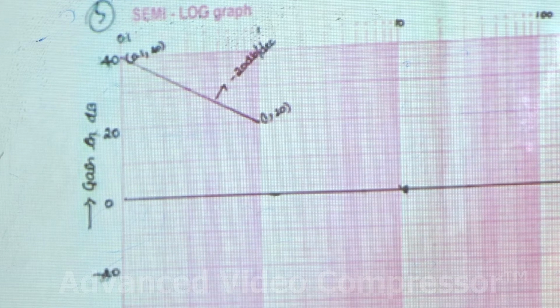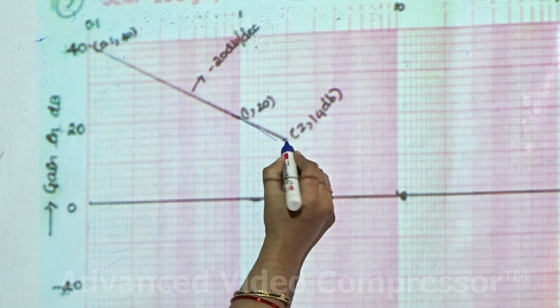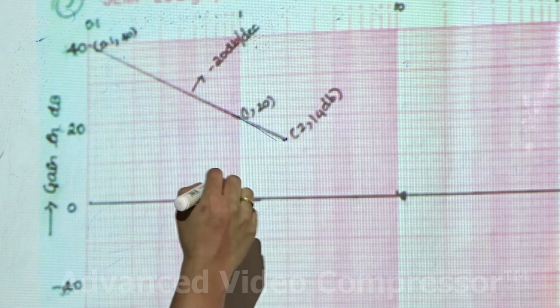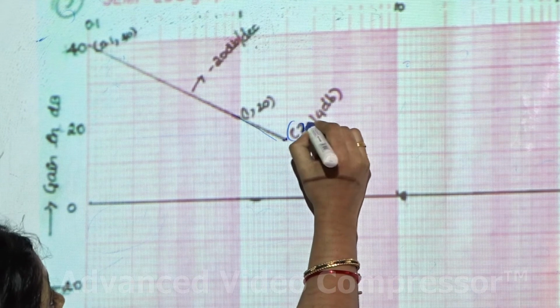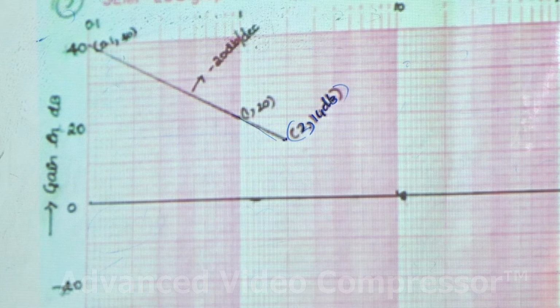But can I stop here? No. What is the first corner frequency? It is at 2. So extend this line up to 2. And mark the coordinates, the x and y values here. It is 2, 14 dB. Okay, it is going to be 2, 14.